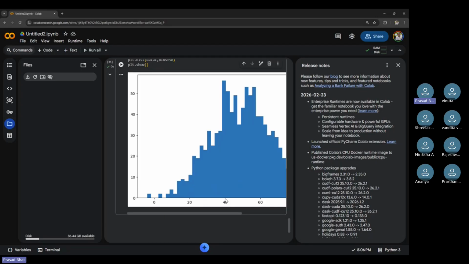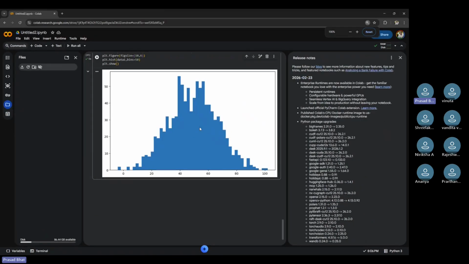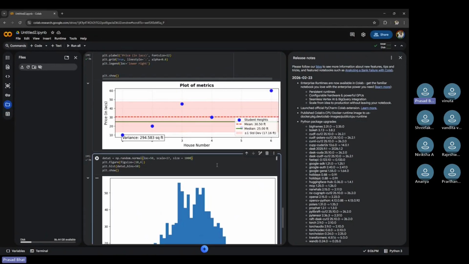However, for 40, maybe 40 to 41, look at this. It has some 50 plus samples, correct? I hope you can make sense of it. If I increase the number of samples, then obviously everything will change. Here the bin size I had kept a little higher. How much was it? Some 1000. The number of bins was 1000.